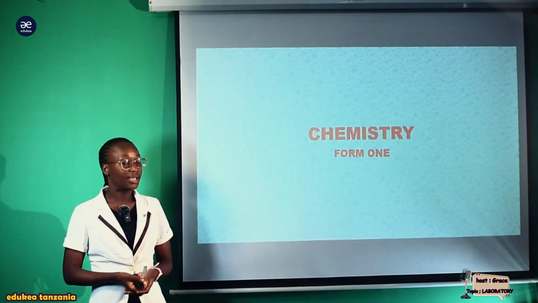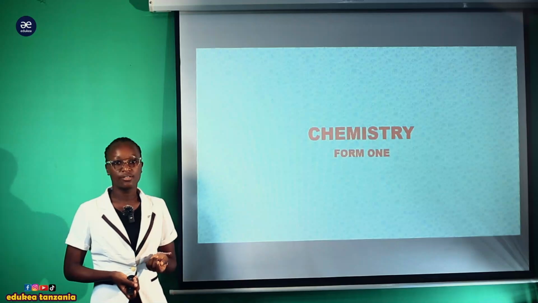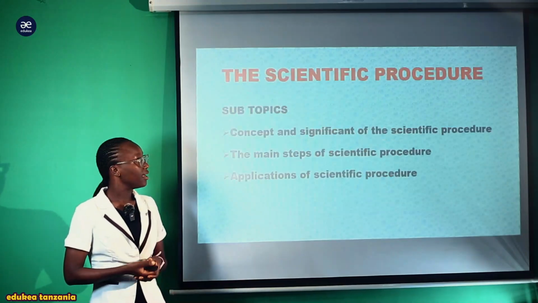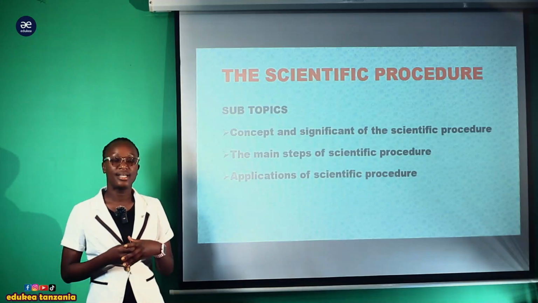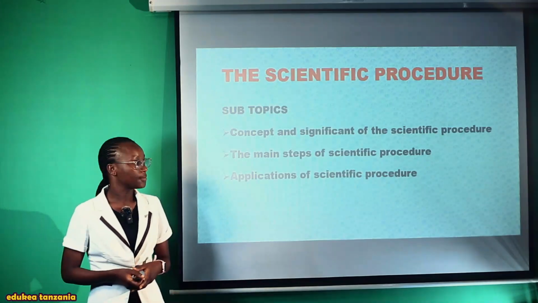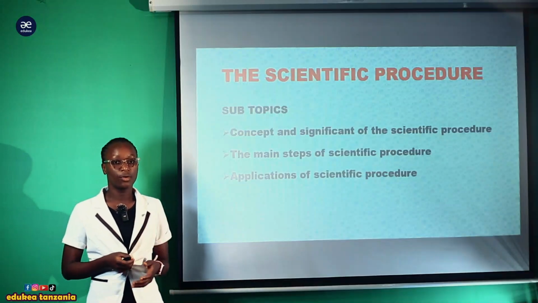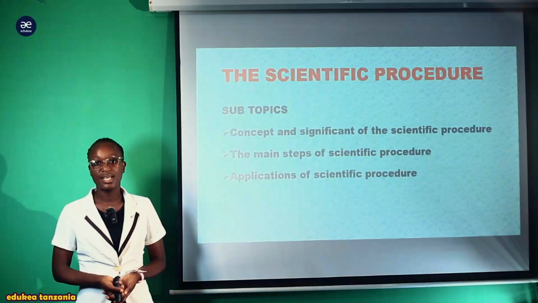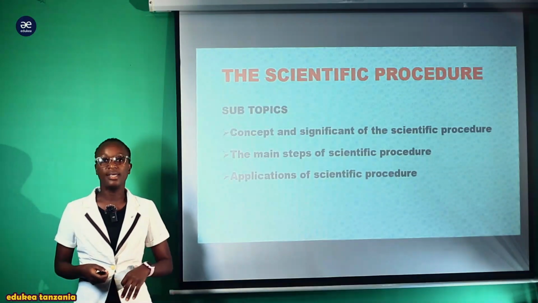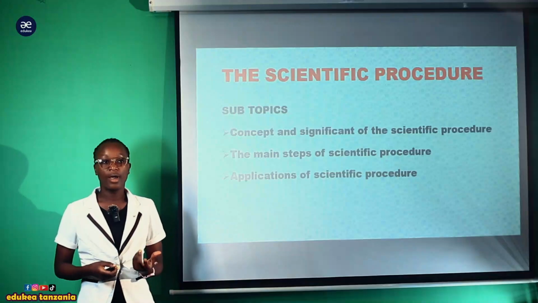We are going to learn chemistry subject and our class level today is Form 1. Today we are going to look at our topic known as scientific procedures. In this topic, we are going to cover the different subtopics which are the concept and the significance of the scientific procedures. Hapa tunaenda kuangalia concept za scientific procedure na umuhimu wake.